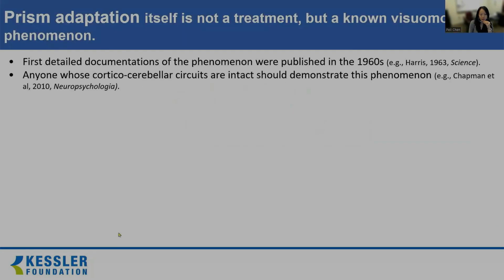Okay, so prism adaptation itself is not a treatment. It's a known visual motor phenomenon. You can find different documentation about it, and one of the first systematic research studies was published in Science, for example. And anyone whose cortical cerebellar circuits, the connection between the cerebellum and the cerebrum, are intact should demonstrate this prism adaptation phenomenon.